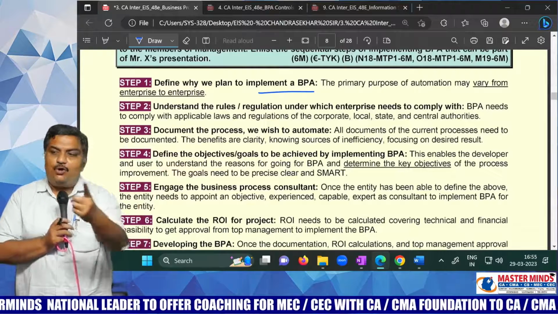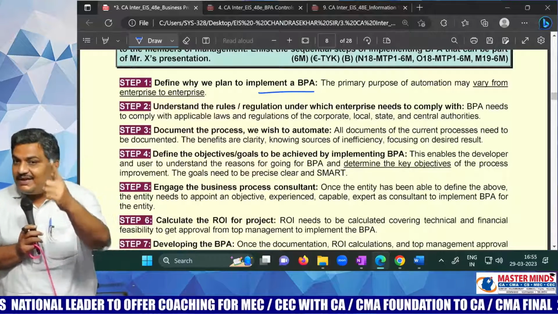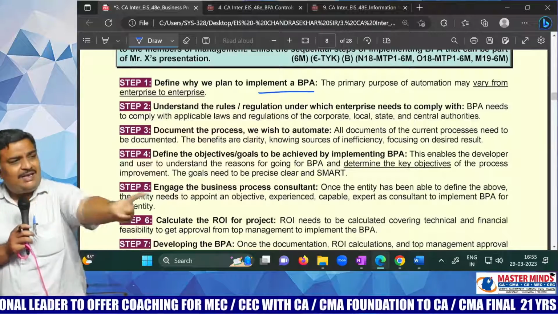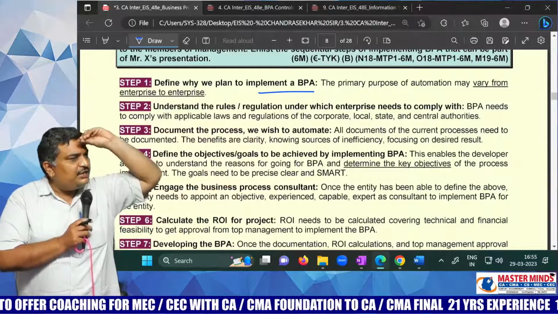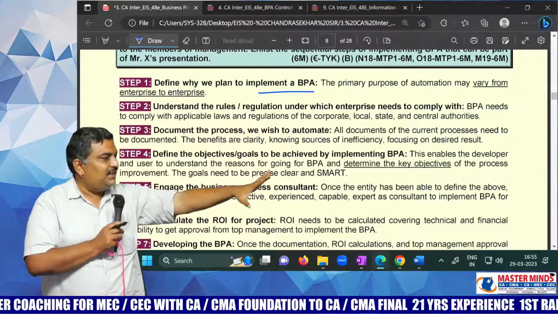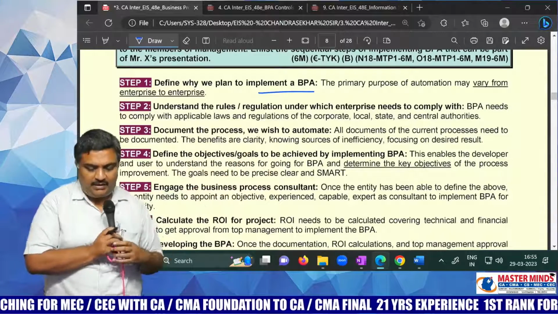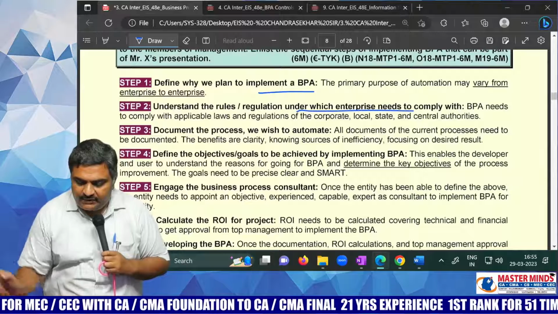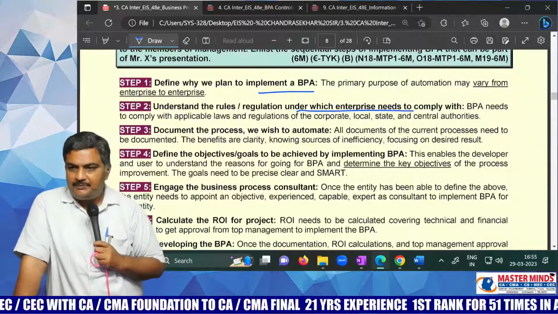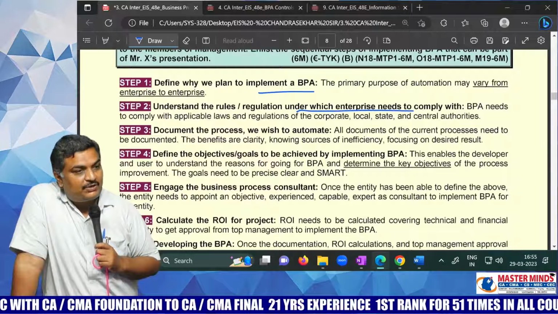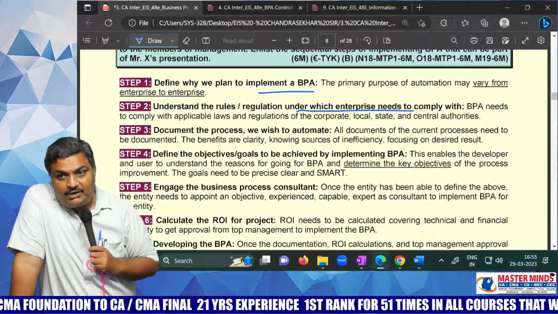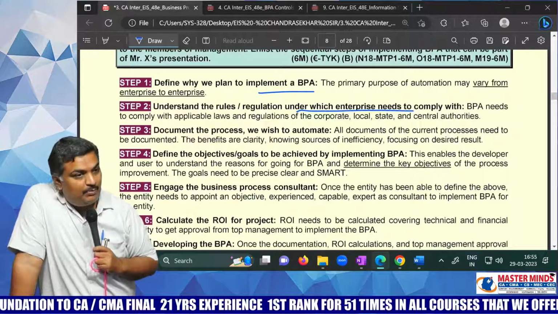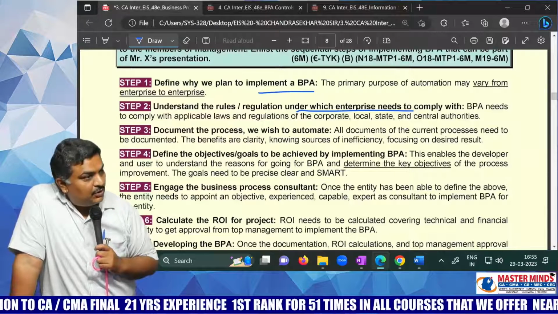And whenever you want to automate something, that should definitely create value to the end customer. See, anything that you do that does not create value to the end customer, it is useless. Okay. Now, understand the rules and regulations which the enterprise needs to comply with for BPA. See, you have automated a business process, but that is against the labor laws of your country. Then automatically you have to face a lot of legal problems. Okay. So that also you need to think.